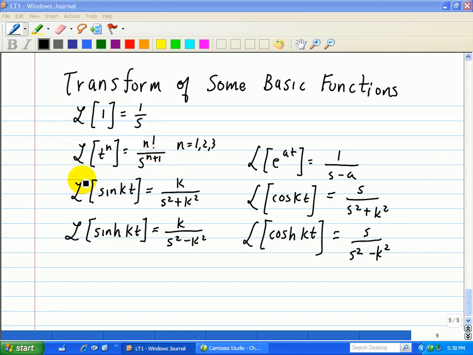Here we have the Laplace transform of an exponential, and we saw that it was 1 over s minus a. The Laplace transform of sine kt is simply k divided by s squared plus k squared. For the Laplace transform of cosine kt, it's equal to s divided by s squared plus k squared. The hyperbolic sine kt is equal to k divided by s squared minus k squared, and the hyperbolic cosine, its Laplace transform, is s divided by s squared minus k squared. So these are some of the basic Laplace transforms of some basic functions.